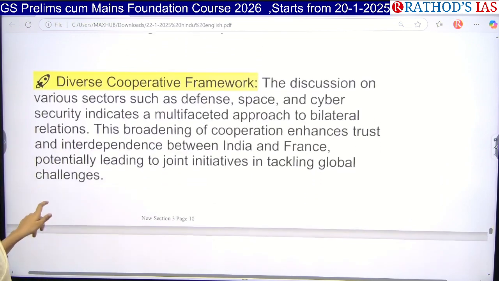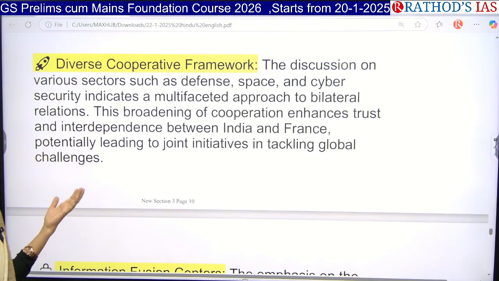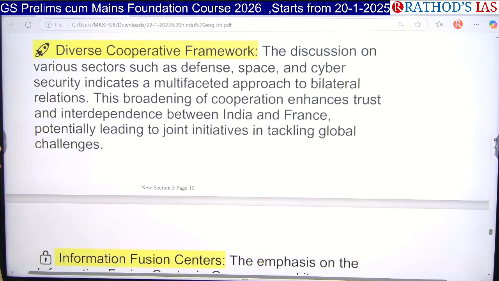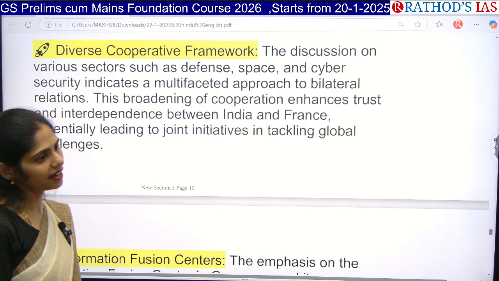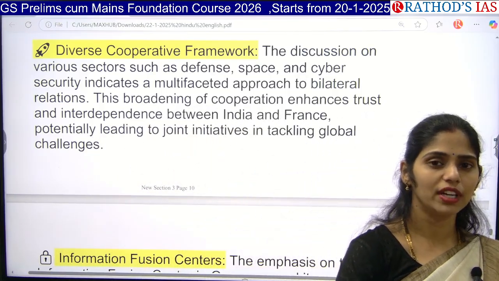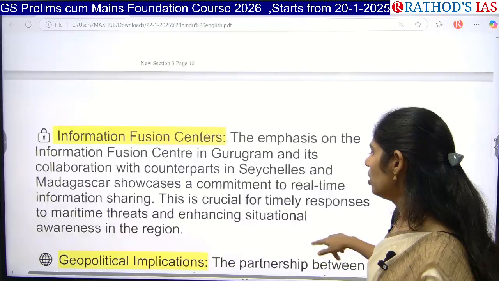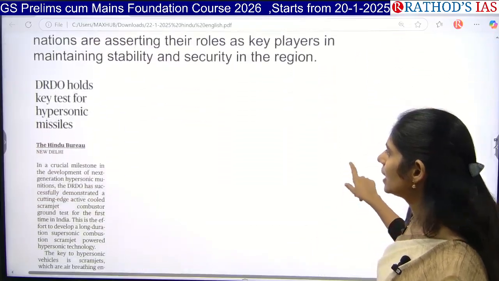And even other areas of discussion between India and France, like defense, space, cyber security, and bilateral relations, everything. In this way, India and France relations are going forward. If you see in the recent past, with India and Russia, with India and France, with India and US, India's relationship is very good. So you can expect a question regarding that. Okay, now let us see the next article.